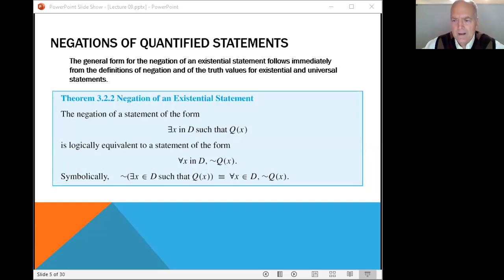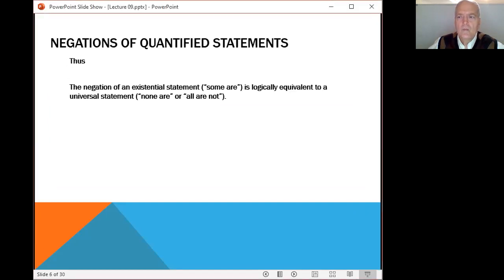Okay, very good. So again, the negation of an existential statement. It's not the case that there exists at least one element in D such that the property Q of X is true. That's logically equivalent to the statement for all elements X in our domain, the property Q of X is not true. And again, the negation of an existential statement, some are, is logically equivalent to the universal statement, none are, or all are not.